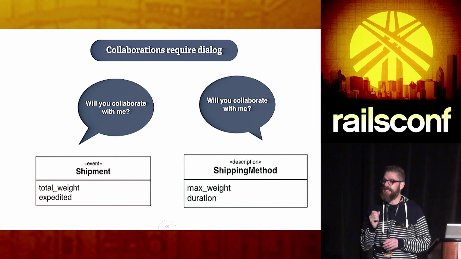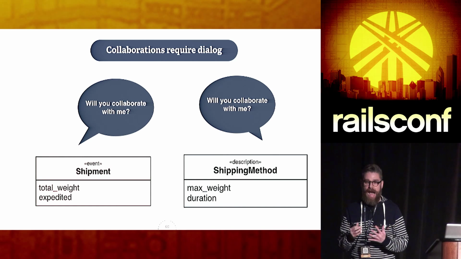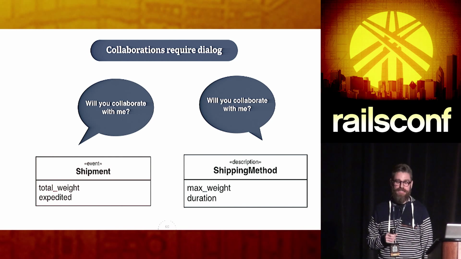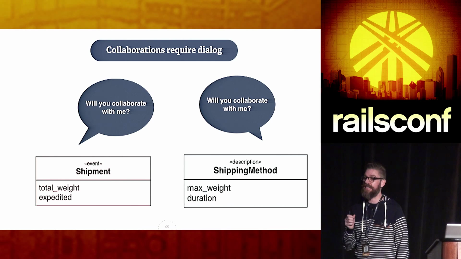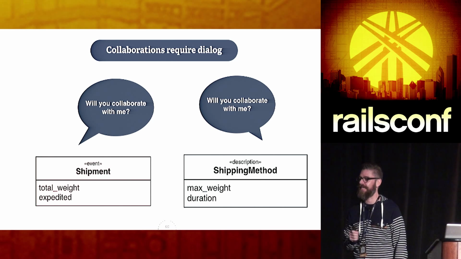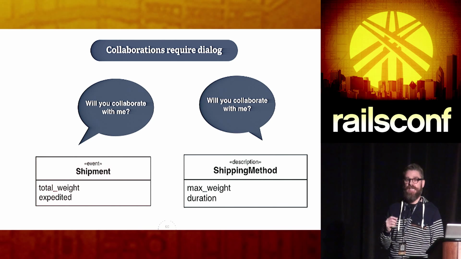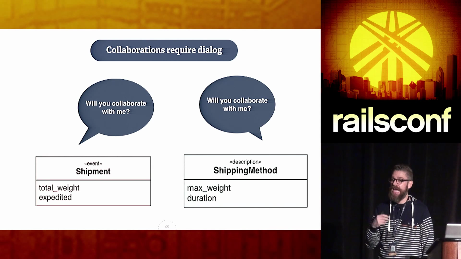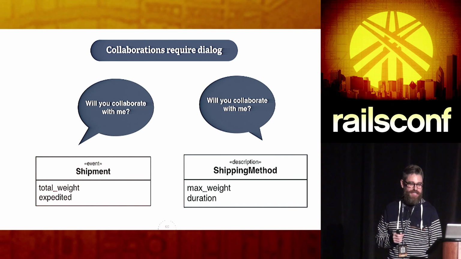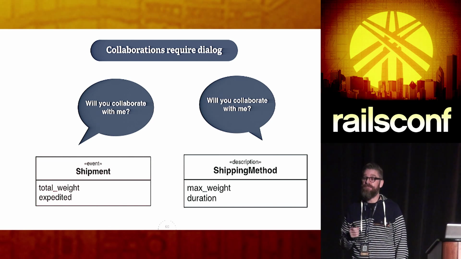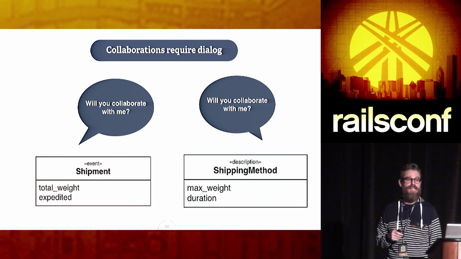Now, if business rules govern collaborations, then each partner, that business object, must determine if that collaboration is valid, because each partner may have a different condition to determine if that is a valid collaboration. Here we have an example with a shipment and a shipping method that are looking to collaborate. The shipment has a total weight, and it might be expedited, so we want to get that shipment out quickly. A shipping method has a maximum weight and a duration. So let's look at these two business objects collaborating.